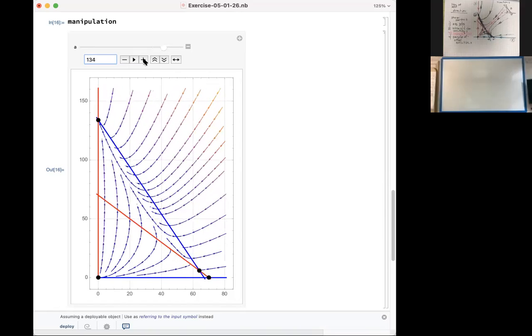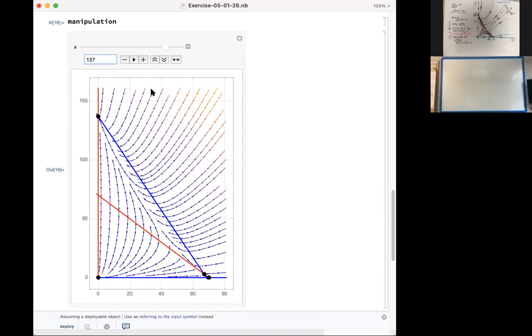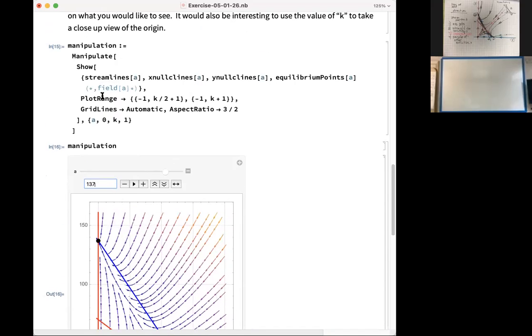And I've gone over the half, I've gone over the hour, but this is going to be worth it. Just give me a couple minutes here. One more total weapon. So now notice this manipulation that I created was a manipulation with just one parameter A.